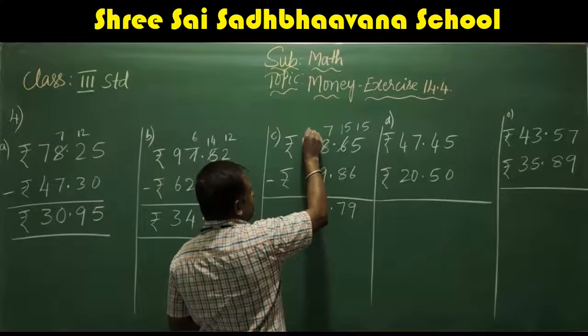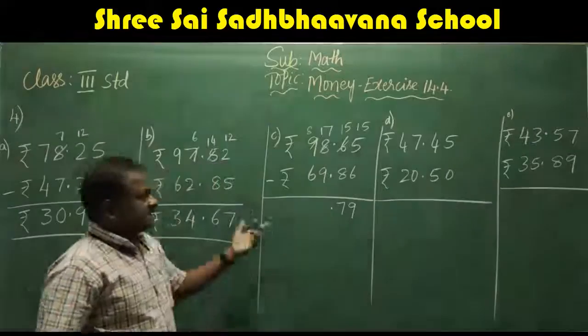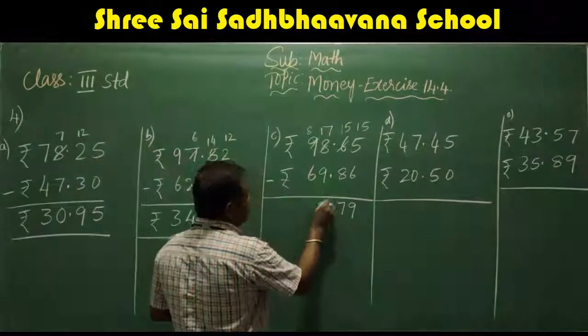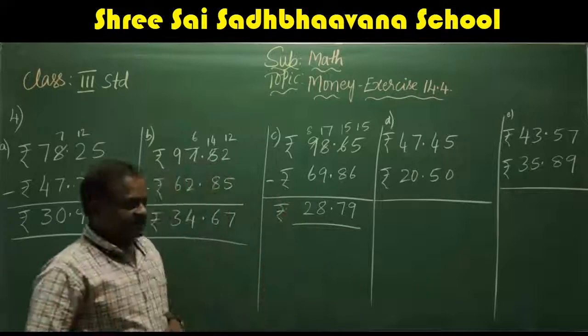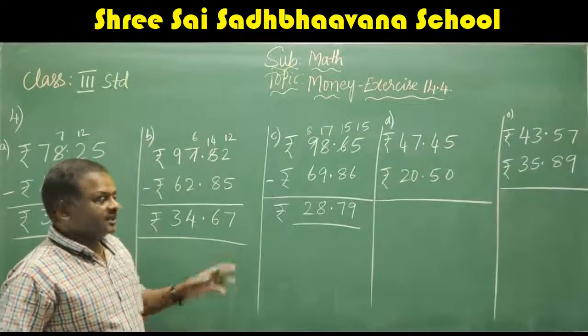So take carry from here. This becomes 8 and this becomes 17. 17 minus 9, 8. 8 minus 6, 2. That is rupees 28.79. Cross check.